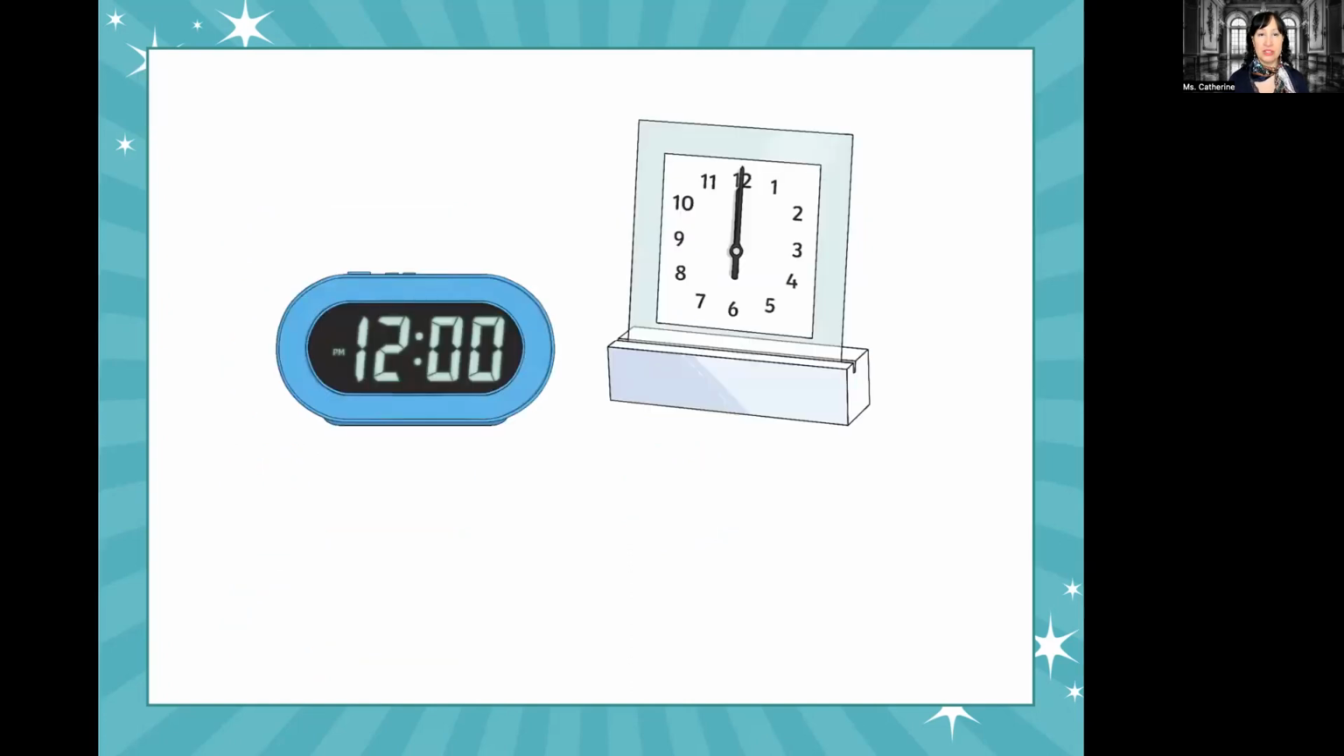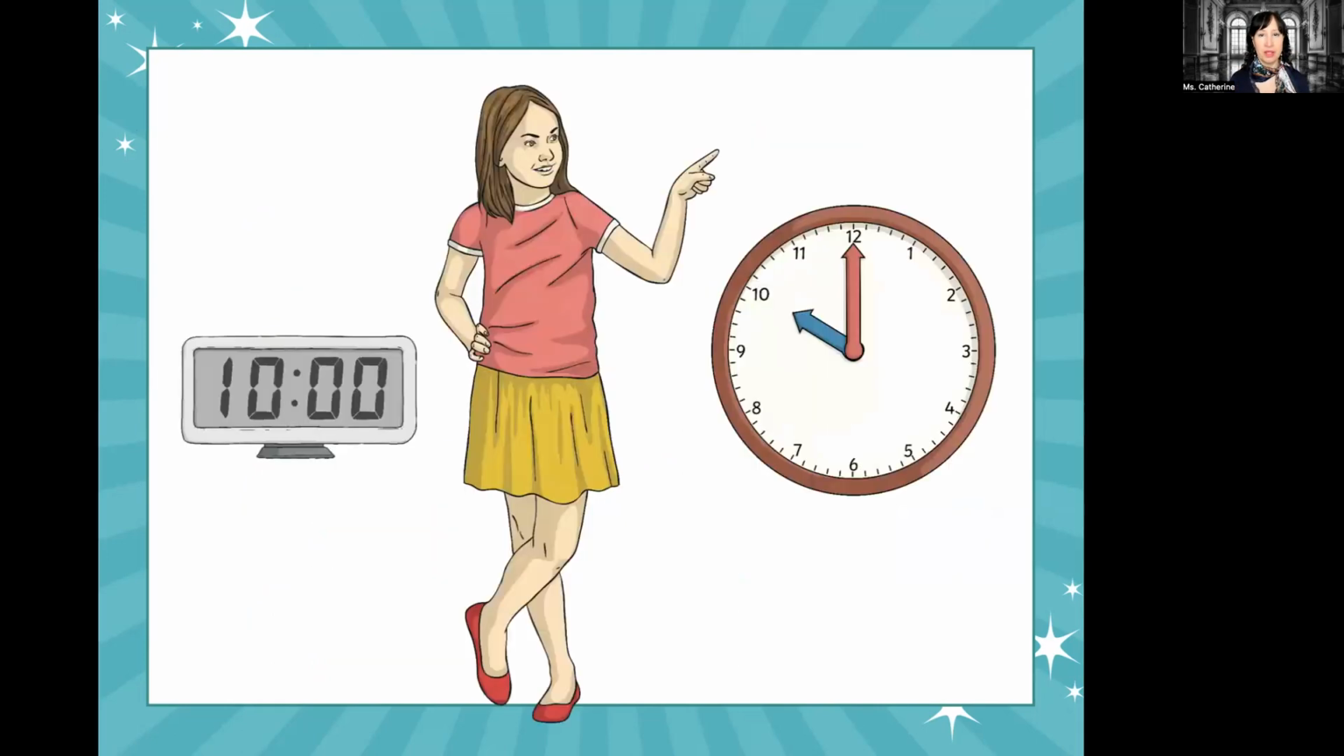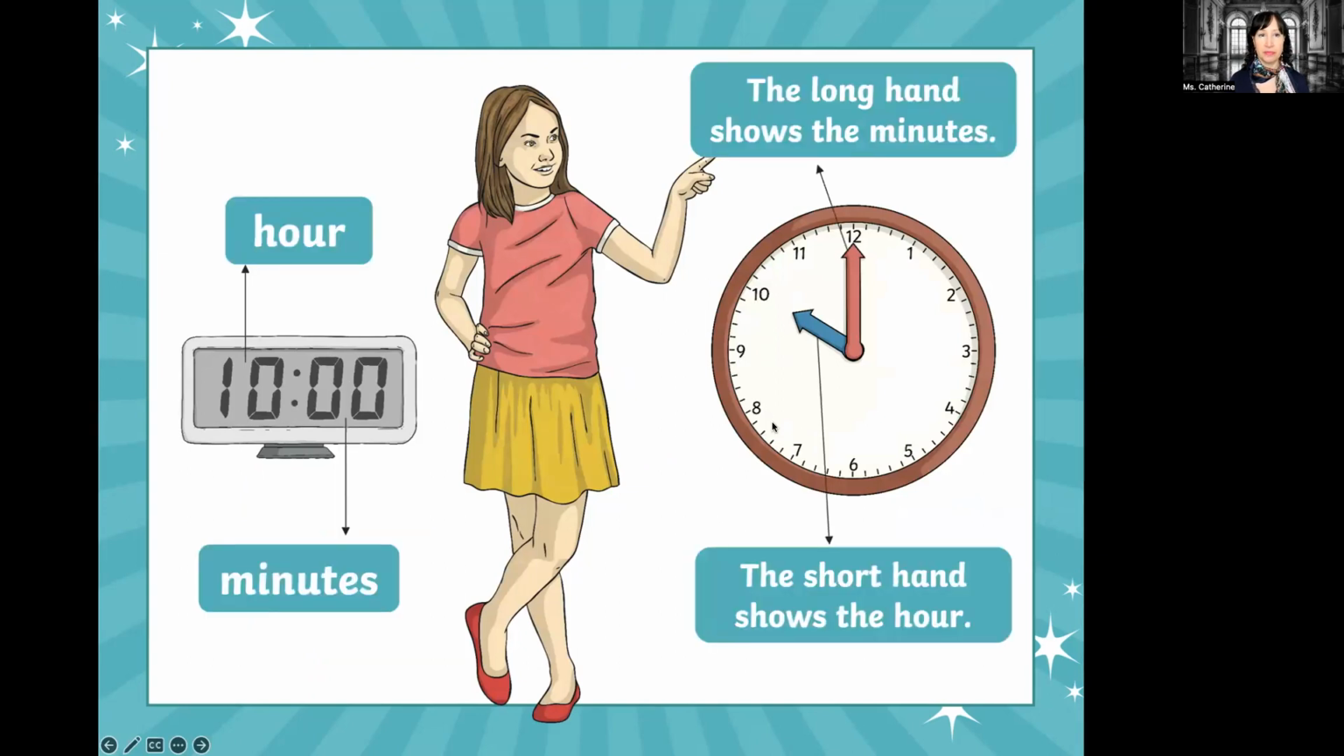Okay, so we see a digital clock here, and we see an analog clock. Okay, these are two different types of clocks. How do we say this again? Digital, analog. Good job. Now, we see another digital over here, and we see the analog over here.